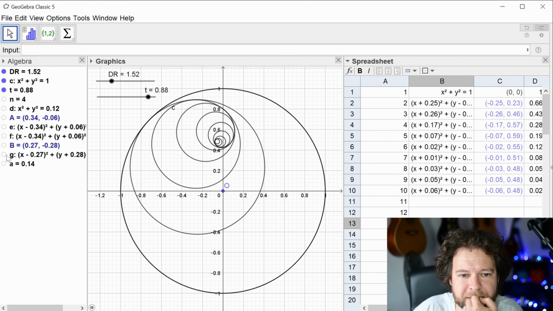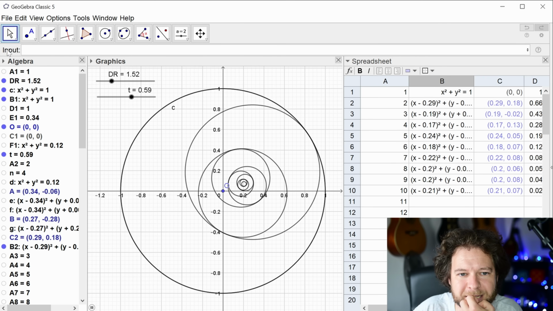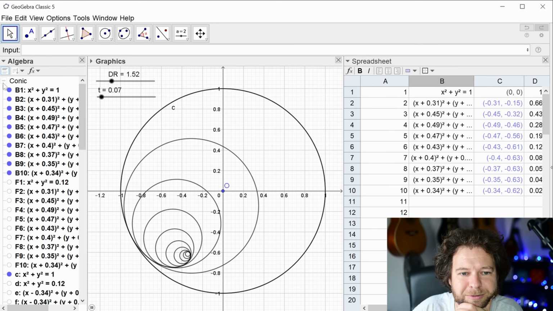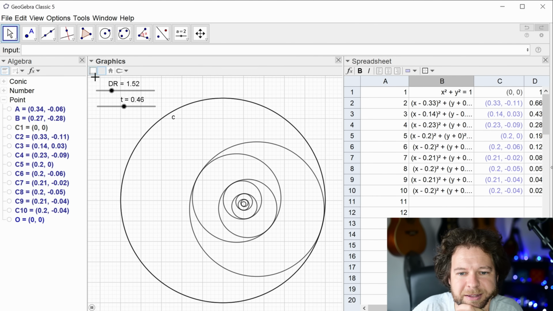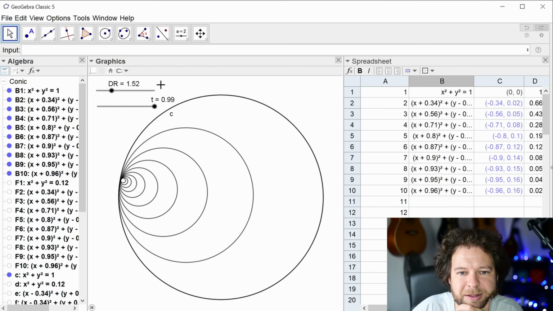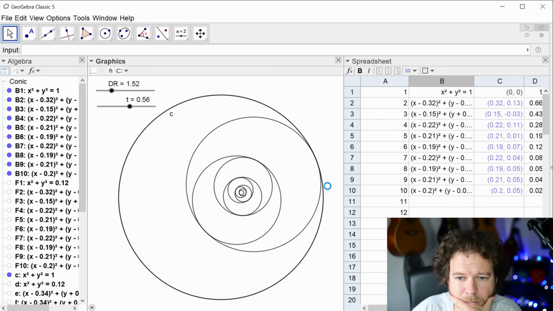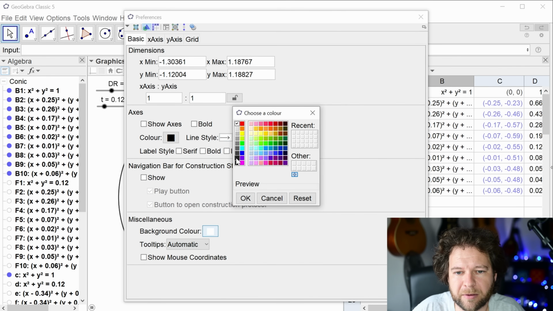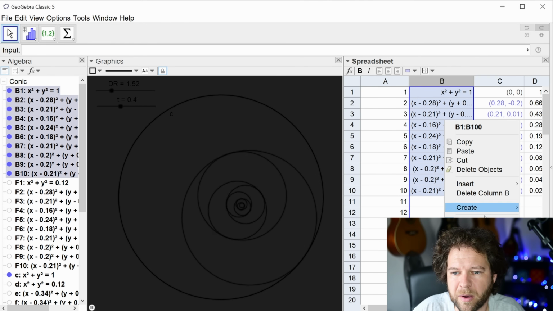Let's hide the origin. Is O an auxiliary object these days? Quite often when you can't find the object, just sort it by type. I've got a lot of conics going on, a lot of numbers, and the point O which I want to hide. Let's get rid of the axes and the grid. And you know what? Let's copy the original and make the whole thing black. So graphics. Background color, make it really dark grey for now. And let's make all these circles I've just built white.